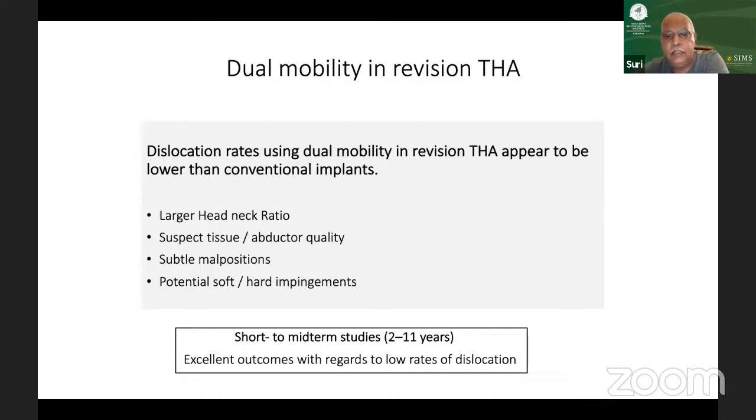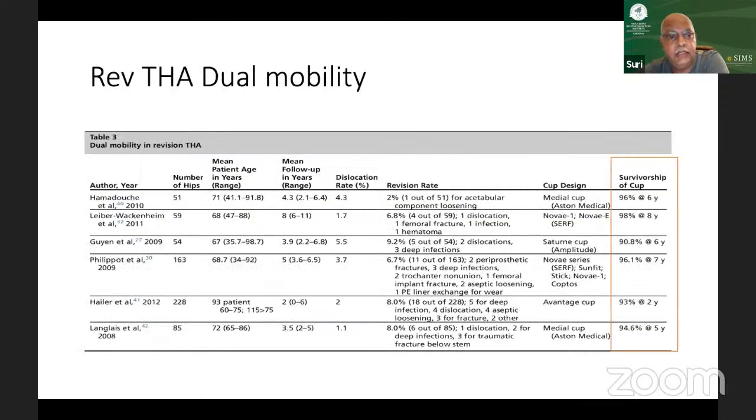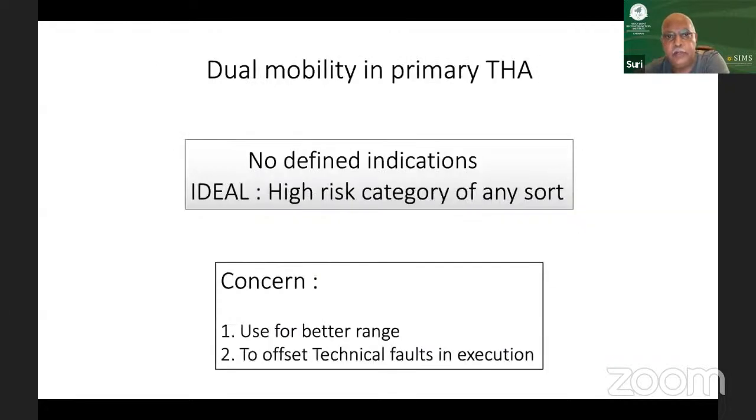Short to midterm studies show outcomes are excellent with low rates of dislocation. This has been published data. There are a lot of publications, again, on THA in revisions, and I think the results are good. So it is one back table option which is very useful, and we must keep it.